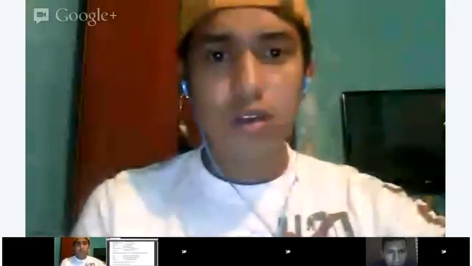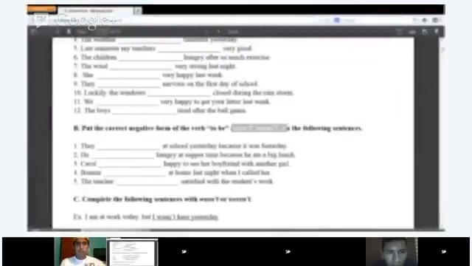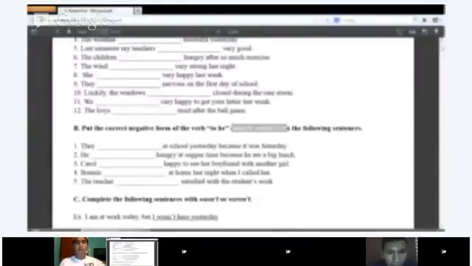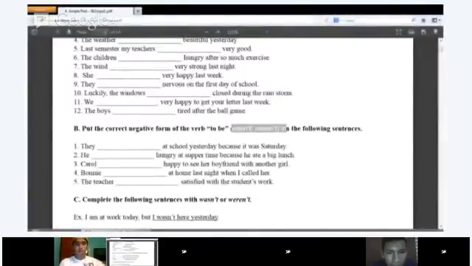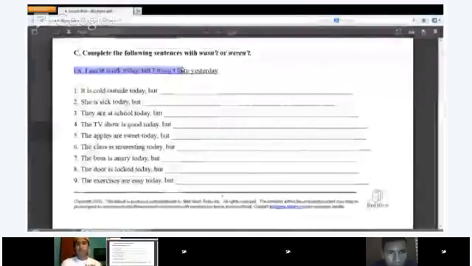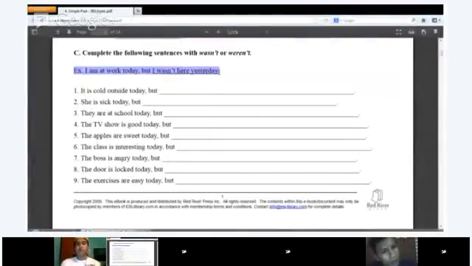Bonnie wasn't at home last night when I called her. And the teacher wasn't satisfied with the students' work. Okay, the teacher wasn't satisfied with the students' work. Nice job. All right, you guys, let's go ahead and scroll down. Here we are going to be completing these sentences with wasn't or weren't. Take a look at our example, please. Our example is, I am at work today, but I wasn't here yesterday.